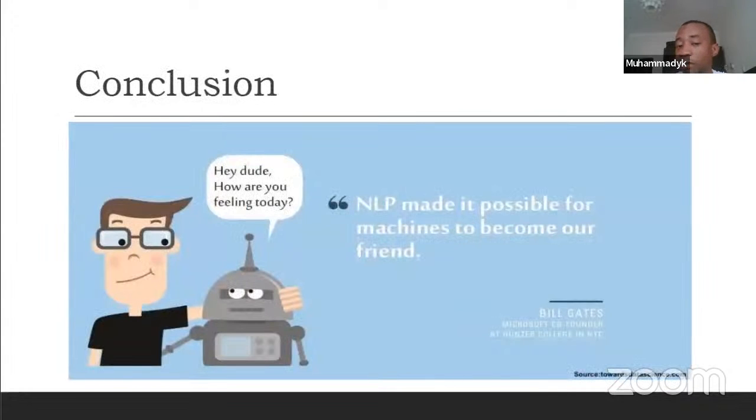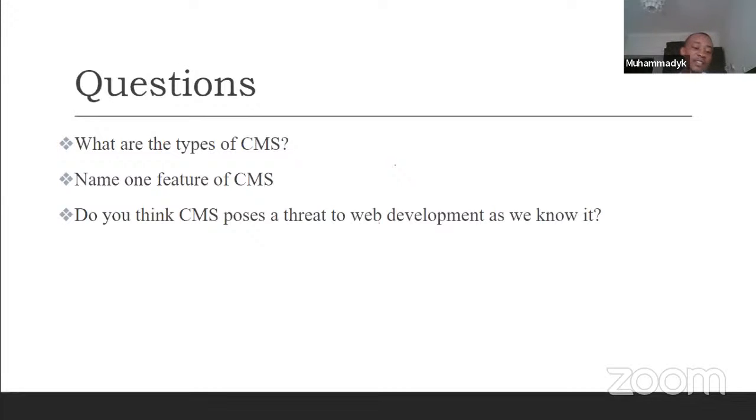So in conclusion, according to Bill Gates, NLP has made it possible for machines to become our friends. These days we are talking to robots and machines, and they're able to answer us even better than human beings. In fact, some machines can even serve as therapists to us. So if you have a heartbreak, you can go to a bot and the bot will heal you. So that's basically it.